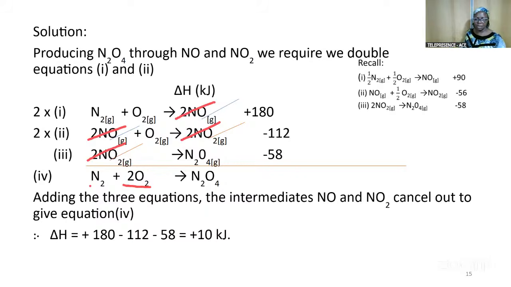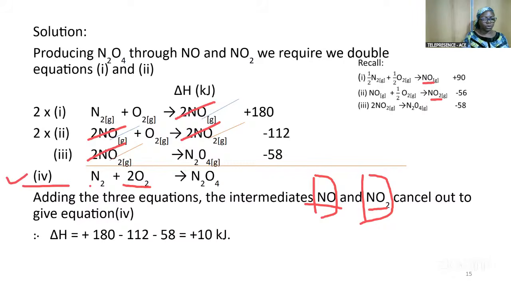So once we had the 3 reactions together, there are 2 intermediates, NO2 and NO. This is NO2 and this is NO. So we have cancelled out 2 intermediates, NO2 and NO. If NO is removed and NO2 is also removed, then we are left with equation 4. So this is the equation of interest. And so if we sum 180 plus 180 with minus 112 and minus 58, that is how the problem gets solved.